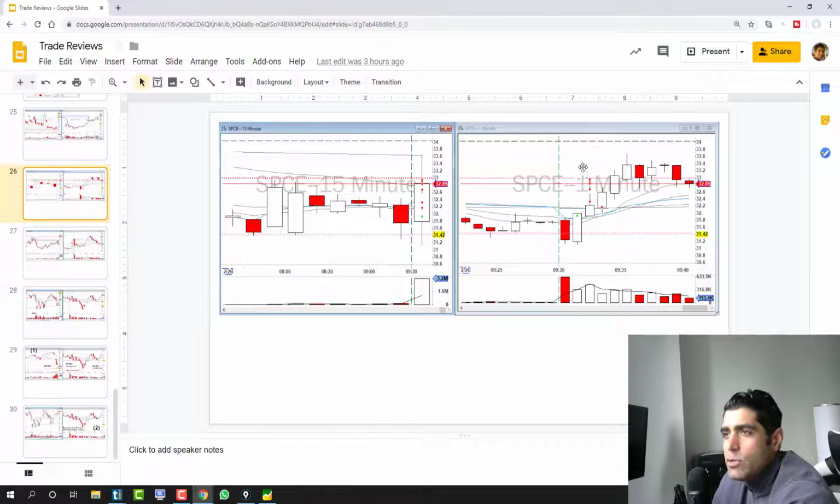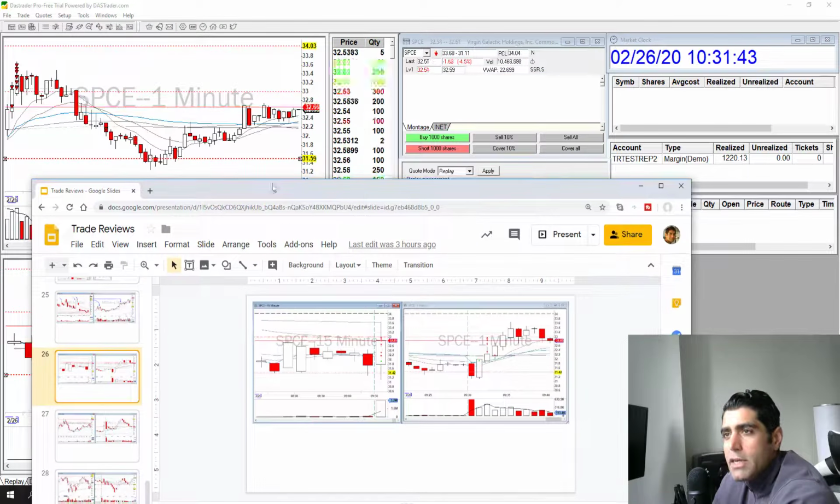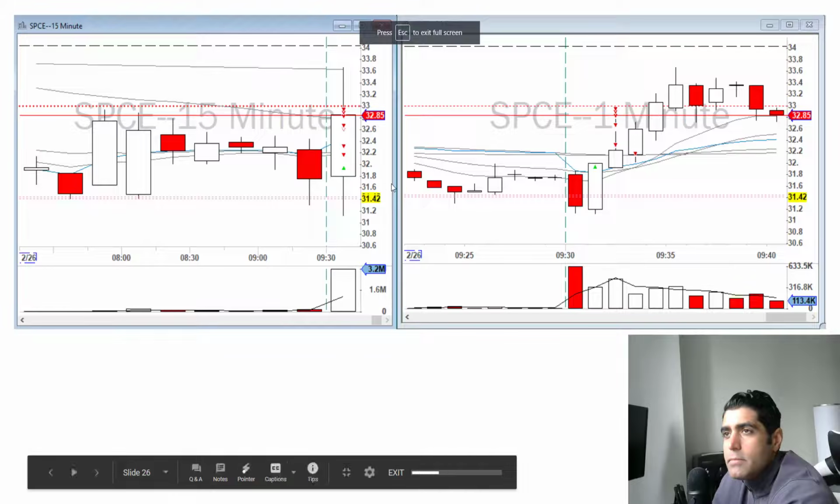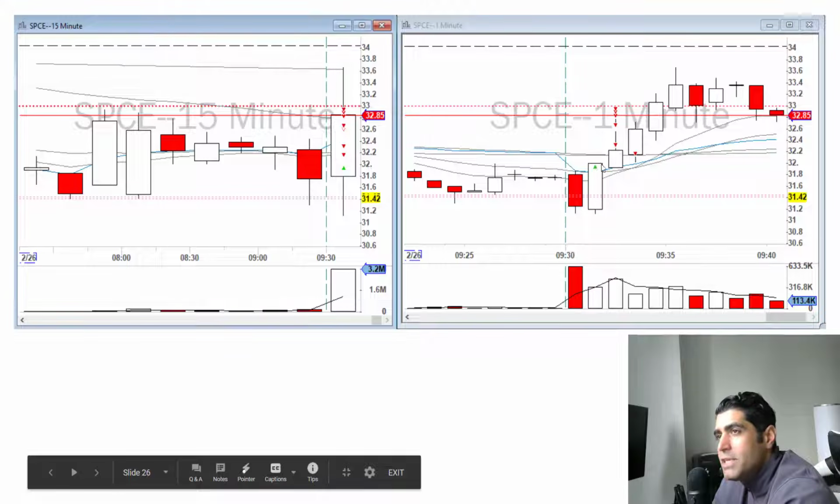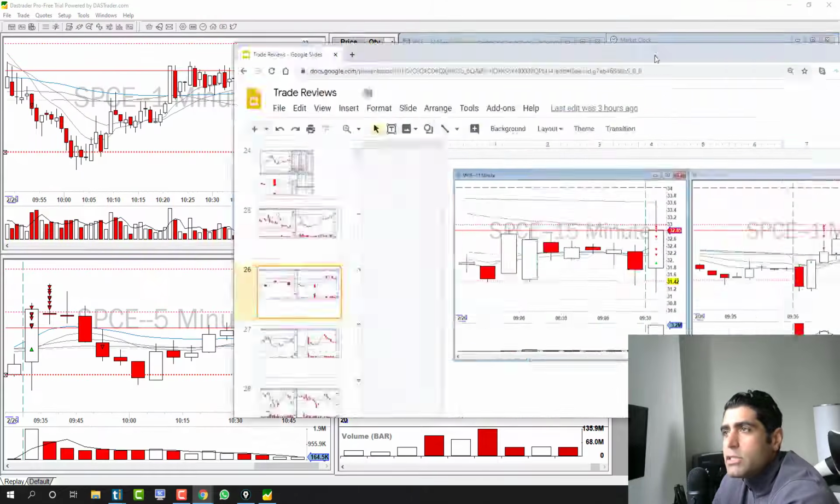And this is a trade that I took. I actually took this a little bit differently from what I did here. I jumped in a little bit earlier. So before this candlestick actually closed, I jumped in, and then I scaled all the way up to 33. And I think I took a bigger size on that, 2,000 shares.